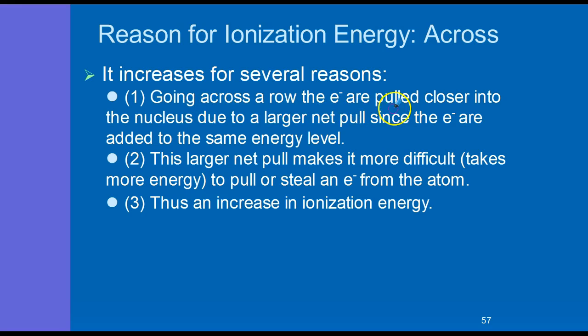Going across a row, the electrons are pulled closer into the nucleus due to a larger net pull in the nucleus. And since the electrons are added to the same energy level, it's more difficult to pull them away from there. So this larger net pull makes it more difficult, or it takes more energy to pull or steal an electron from the atom, thus an increase in ionization energy. Remember, the radius is small. It's small because it's really holding those electrons in tight, so it takes a lot of energy to remove one of those.